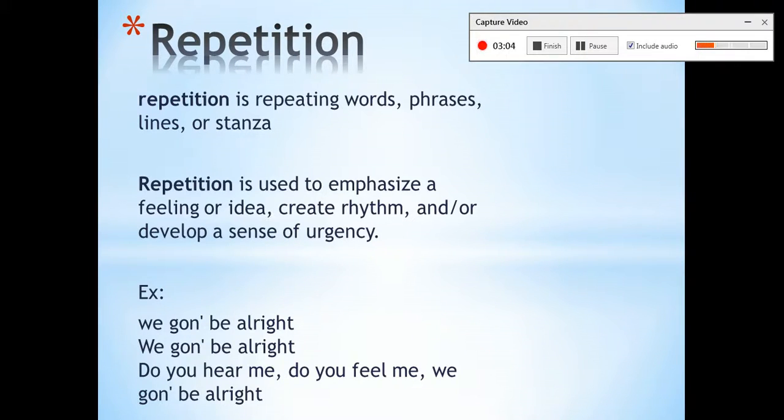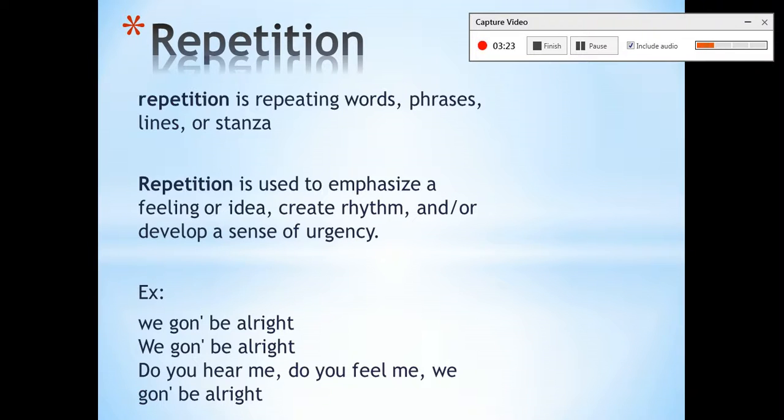And repetition is the repeating of words, phrases, lines, or stanzas. So we really know what repetition is, right? Repetition is used to emphasize a feeling or idea, create rhythm, and or develop a sense of urgency. "We're going to be alright. We're going to be alright. Do you hear me? Do you feel me? We're going to be alright."